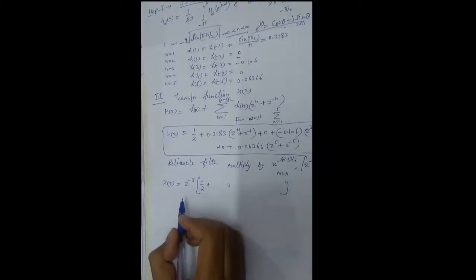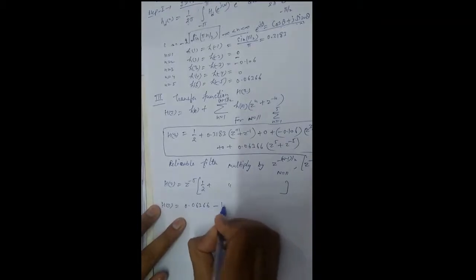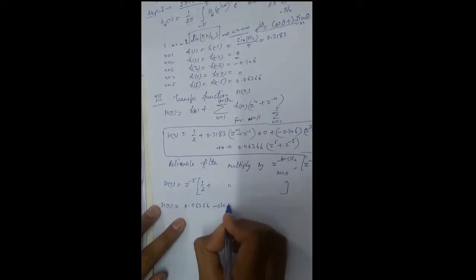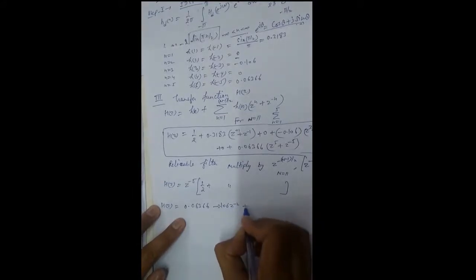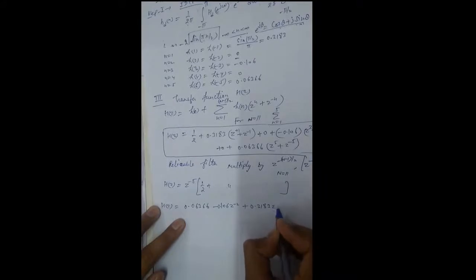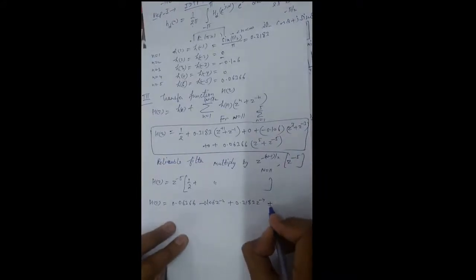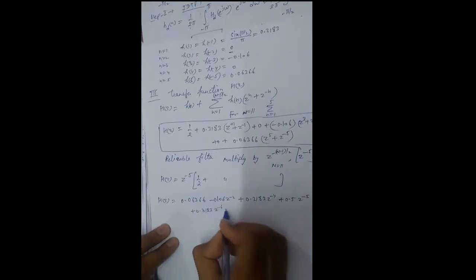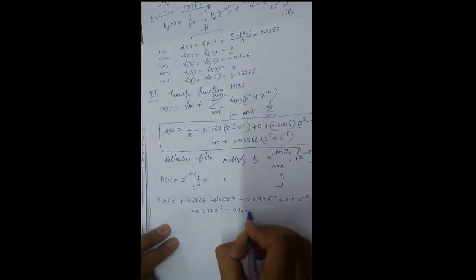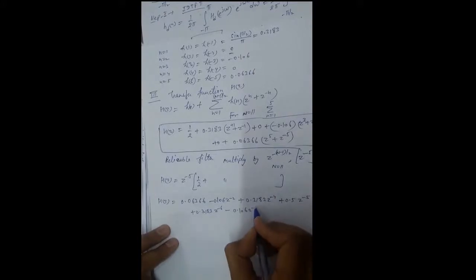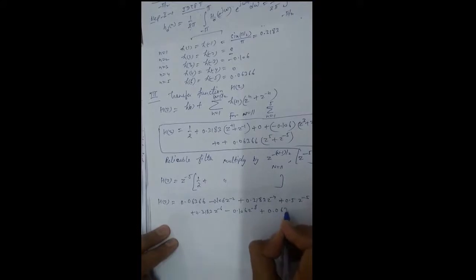And after multiplying, you can check, this becomes 0.06366 minus 0.106 z raised to minus 2 plus 0.3183 z raised to minus 4 plus 0.5 z raised to power minus 5 plus 0.3183 z raised to minus 6, minus 0.106 z raised to power minus 8 plus 0.06366 z raised to power minus 10.